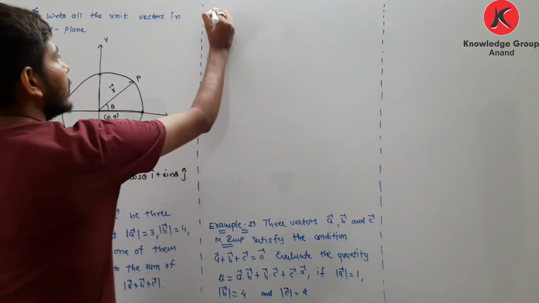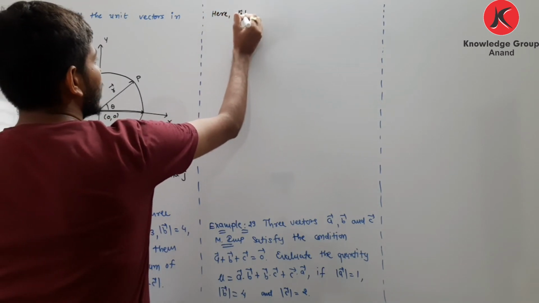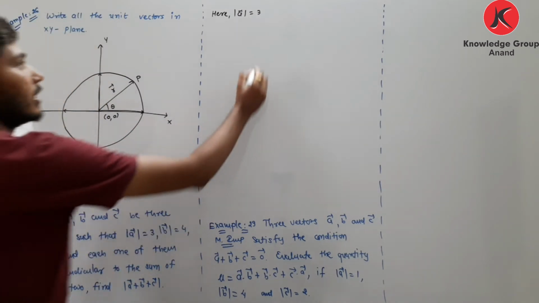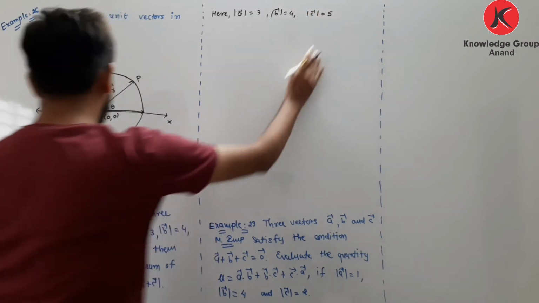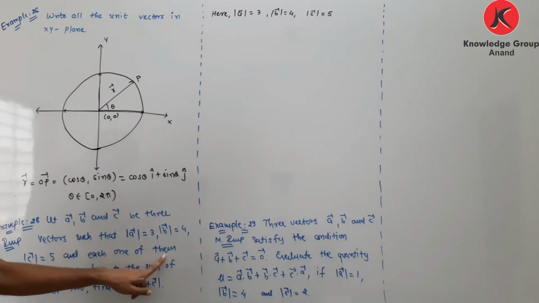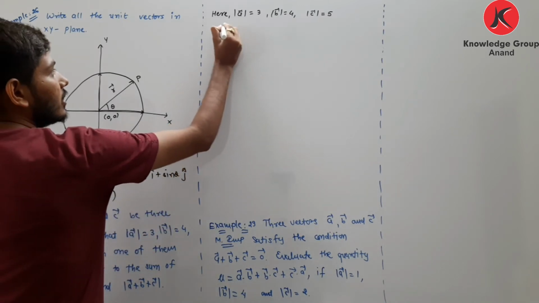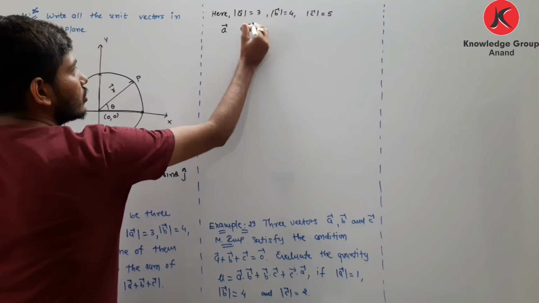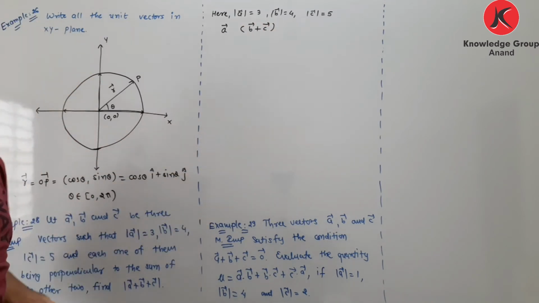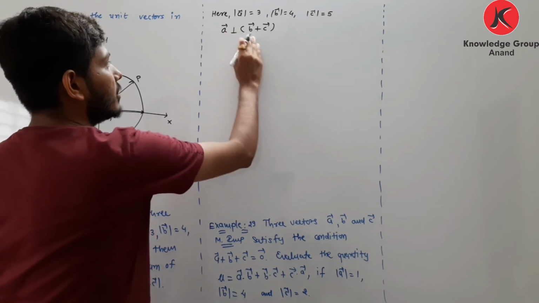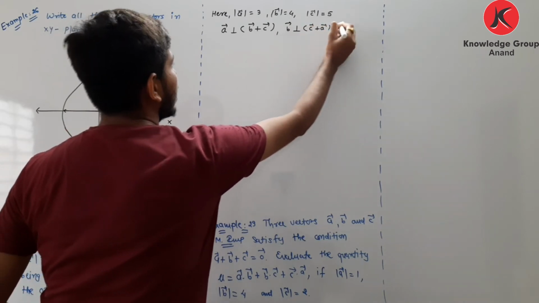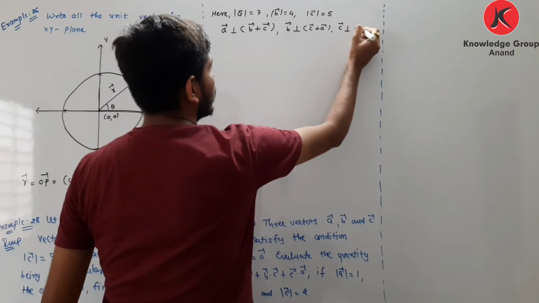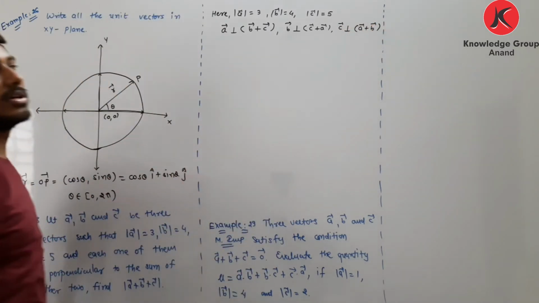Here it is given that the magnitudes of all 3 vectors are given. Magnitude of vector A is 3, magnitude of vector B is 4 and magnitude of vector C equals 5. It is given that each one of them is perpendicular to the sum of the other two. Suppose A vector is perpendicular to the other 2 vectors, that means A vector is perpendicular to B bar plus C bar, as well as B vector is perpendicular to C bar plus A bar, and C vector is perpendicular to the sum of the other 2 vectors, A bar plus B bar.